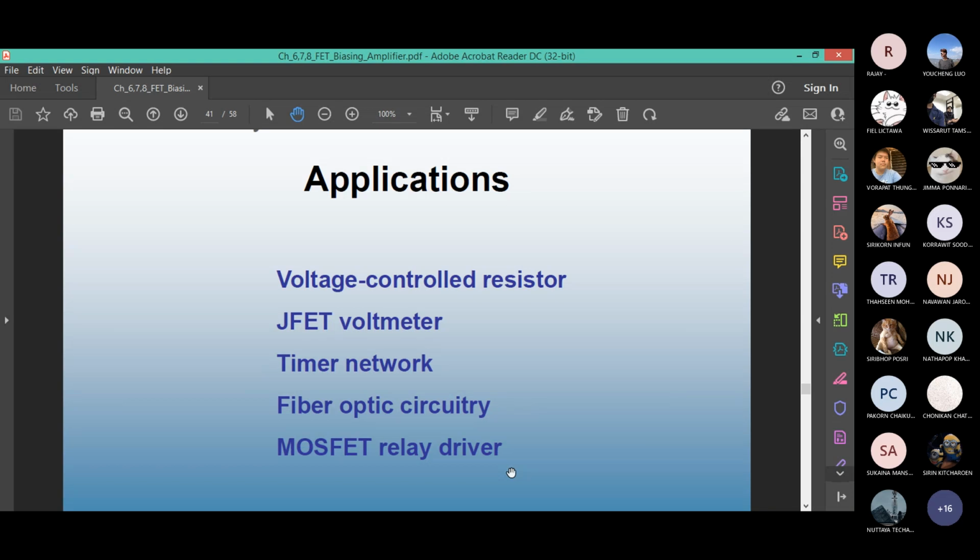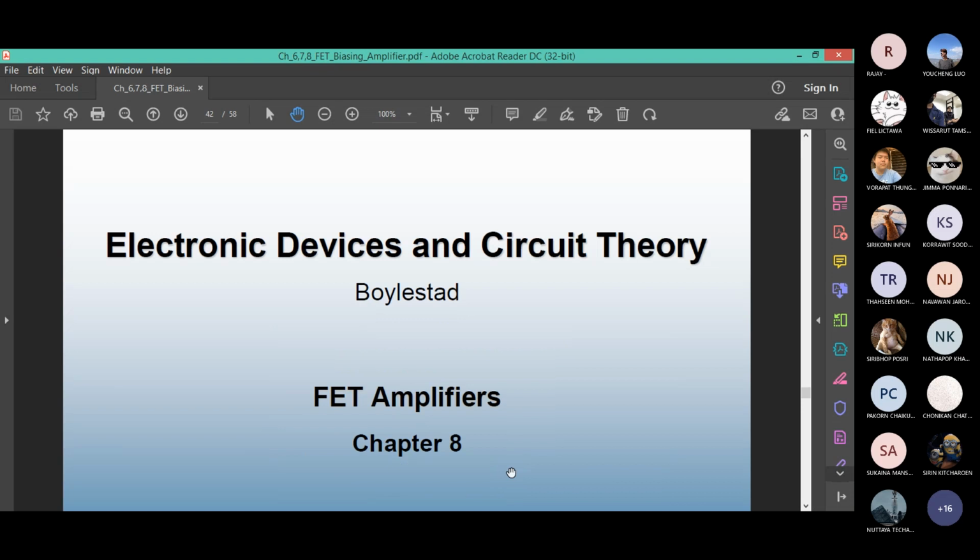Some of the applications of JFET are timer, network, voltmeter, voltage control resistor. After we finish the DC analysis, first we start with the construction, then we talk about the DC analysis. Now you have to do AC analysis.